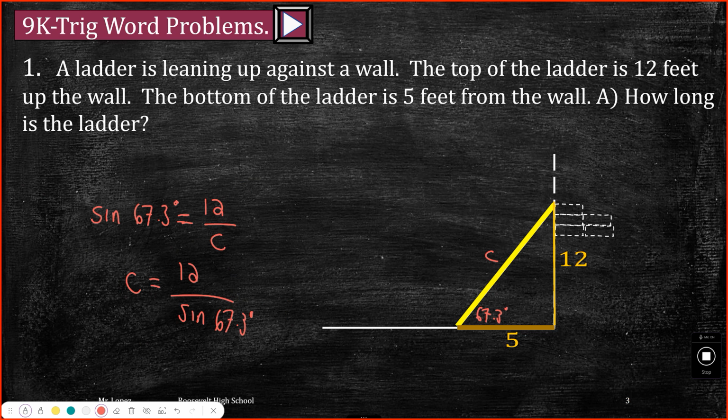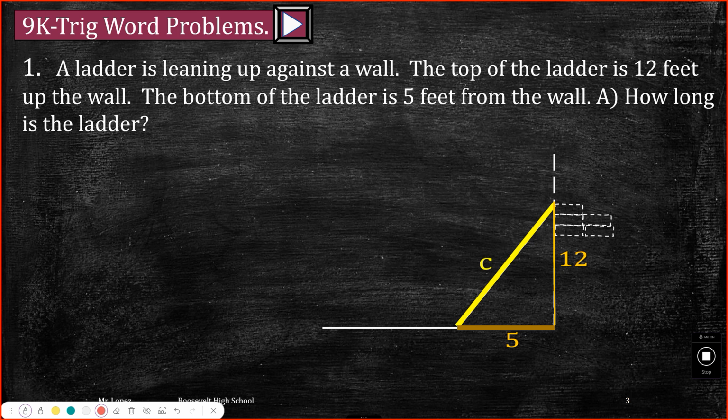Got it? Yes or no? There are so many ways to do this now. You could have jumped over here and found this angle. Once you found this angle, then you can do a sine of this over that. You could have done a cosine of this over that. It would still have given you the same answer.